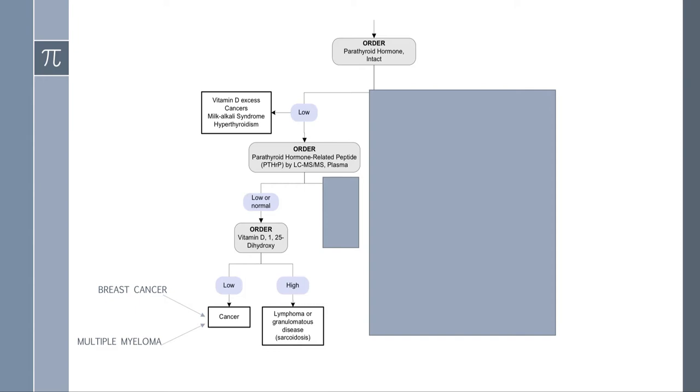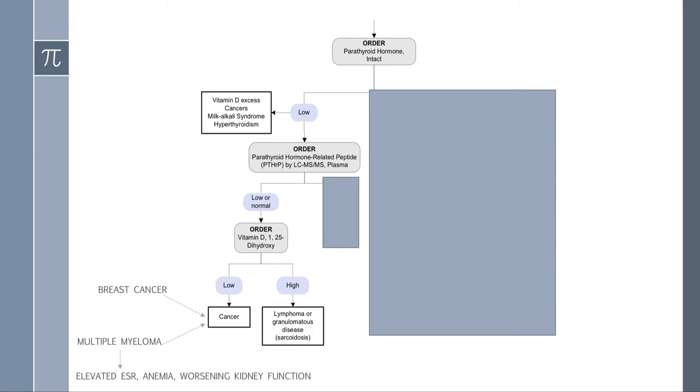Breast cancer can release PTH-RP, but it's not as much as a squamous cell. It can metastasize to your bone. If metastasis to your bone destroys your bone, right, what's going to happen to your calcium levels in your bloodstream? It's going to go high. Same thing with multiple myeloma.